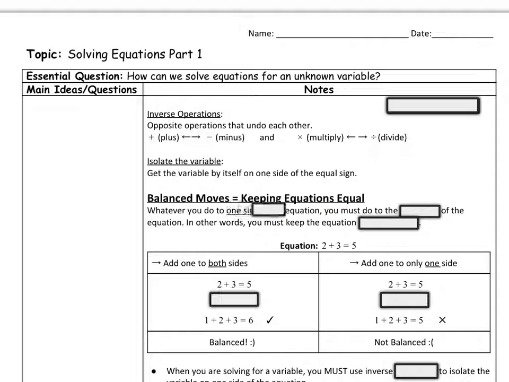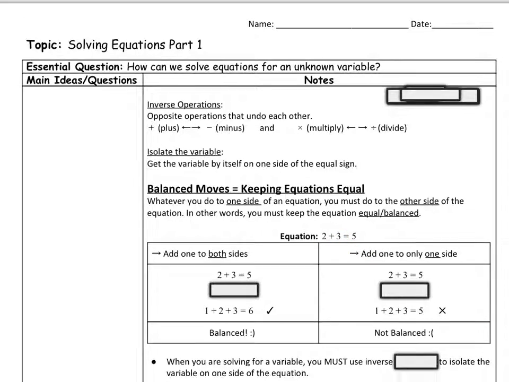Here we're going to talk about balanced moves, making sure we keep equations equal. Whatever you do to one side of an equation, you must also do to the other side of the equation. In other words, you must keep the equation equal or balanced. Let's take a look at this equation here. 2 plus 3 equals 5. That's a true equation.